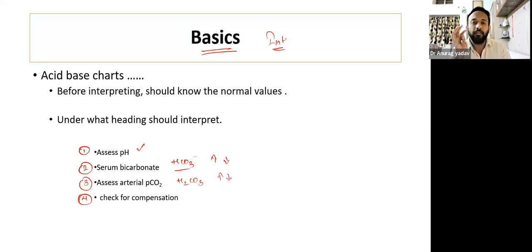Then fourth, you see whether the compensation has started or not. What is compensation? It is the response of the body to the primary change, the primary acid-base disorder. We'll see some charts and some examples, and with that we'll wind up today's session on the approach.